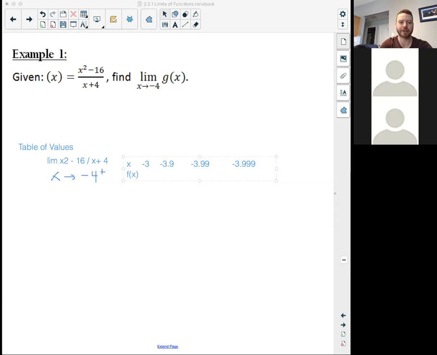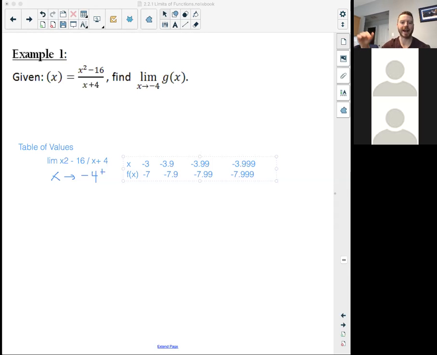As we solve this, if you sub in x is equal to -3, you will get -7. If you sub in x is equal to -3.9, you'll get -7.9. And I would encourage you guys to solve this and do the substitutions yourselves. So -3.99 will get -7.99. And then lastly, we will get -7.999.